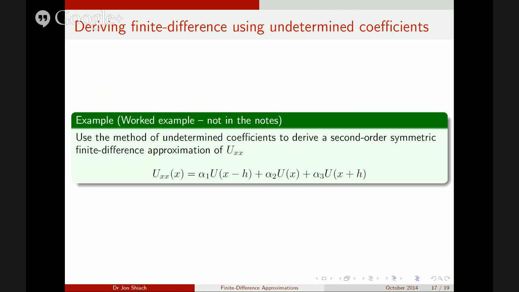Okay, in doing so, I need the Taylor series. So I might as well write it down. So the Taylor series is u(x) plus h times the derivative of u plus h squared over 2 times the second derivative. Okay, so that's second order Taylor series. Also write down the backwards Taylor series. So all we do is substitute minus h in place of h. Okay, so the top line is my finite difference approximation, but I don't know what alpha 1, alpha 2, or alpha 3 is. Lines 2 and 3 are Taylor series, so just second order Taylor.